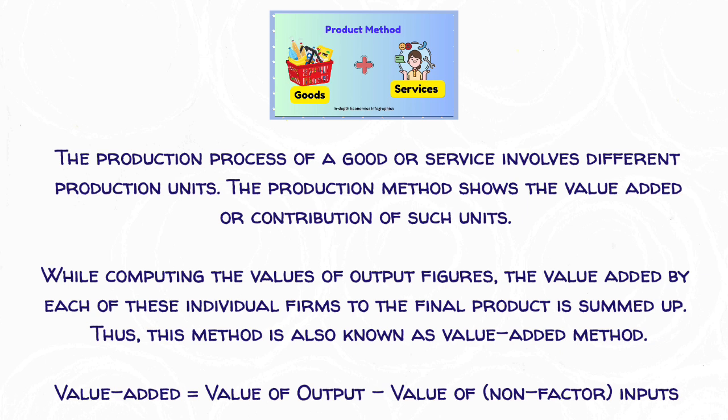We can calculate value added by individual production units by using this formula. Value added is equal to value of output minus value of non-factor inputs. Now, what are non-factor inputs? Non-factor inputs include all inputs other than land, labor, capital, and entrepreneur. In other words, it includes all raw materials used in the production process.